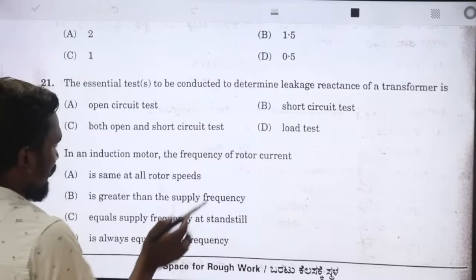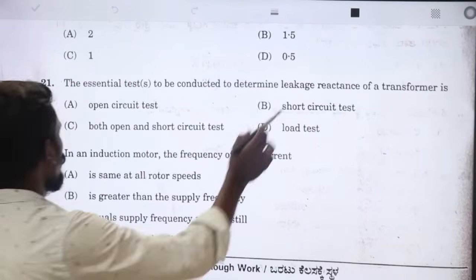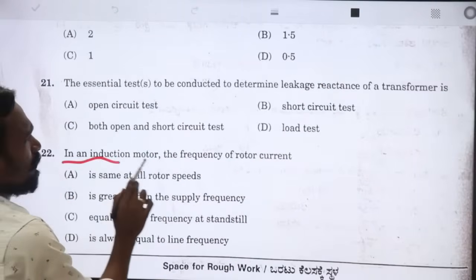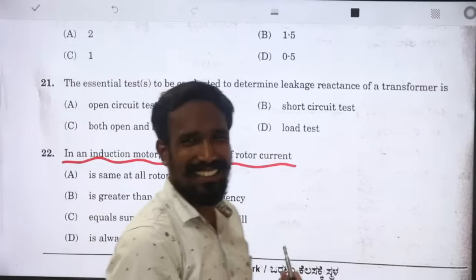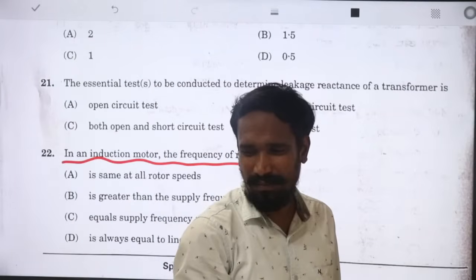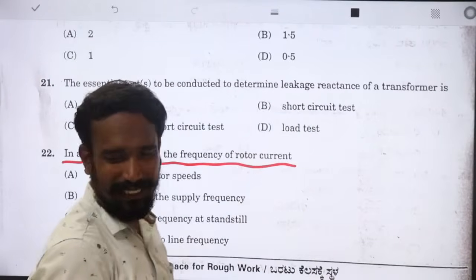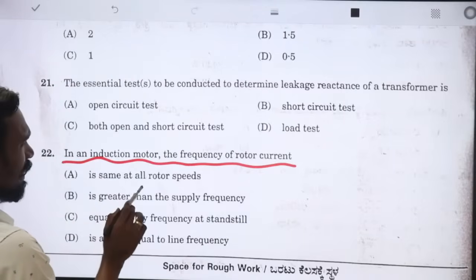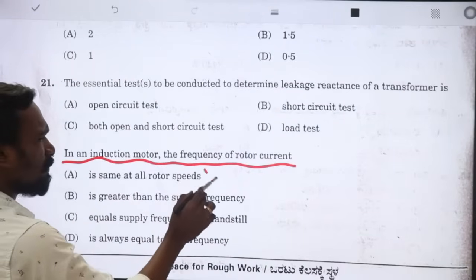Next question. So, what is the question in this? In the induction motor, the frequency of the rotor current. How easy. The frequency of the rotor current is the same at all rotor speeds.